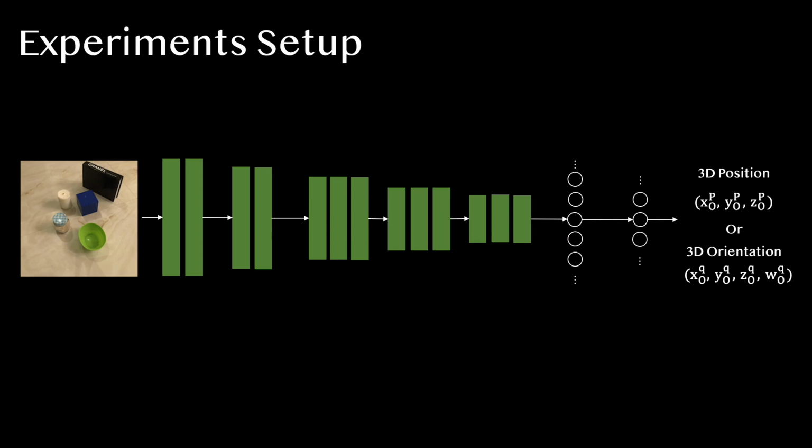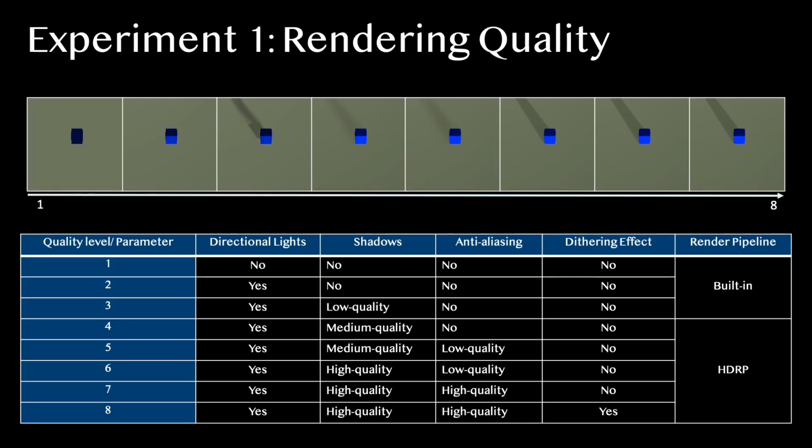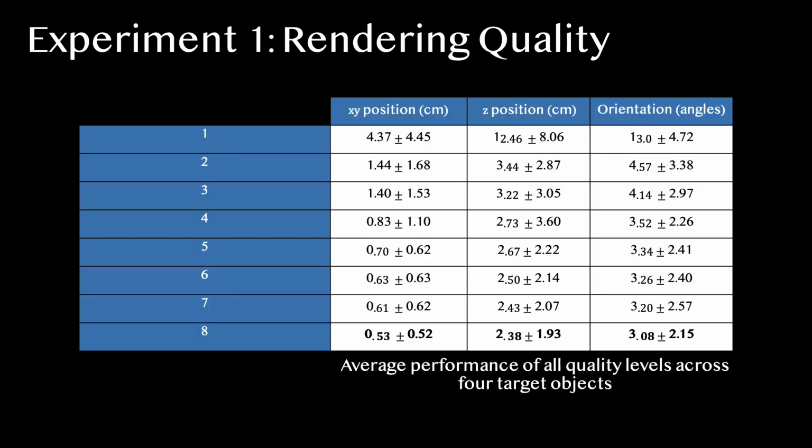We evaluated the performance of our models using a real-world object pose estimation task, which is also a proxy for end-to-end visual control. For the first experiment, we constructed 8 different quality levels that vary in terms of 5 different parameters. Upon testing these 8 quality levels in the real world, we found that as we increased the rendering quality of the training dataset, our models tend to have better performance when exposed to real-world scenarios.